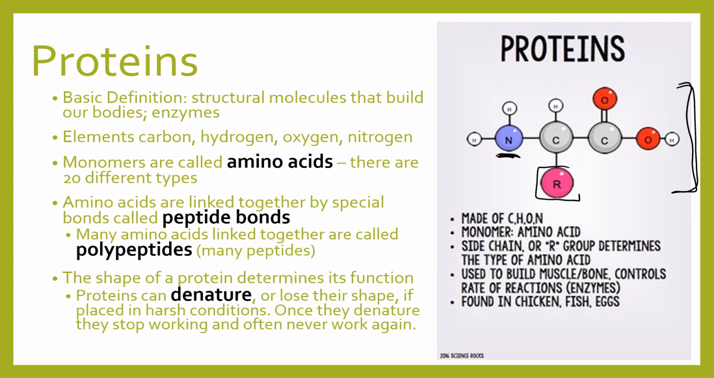Now this little R stands for a variable group. There is really no element called R. What's going to go there is any one of these 20 different types, kind of like our alphabet. We have 26 different letters, and we can mix those letters in many different ways to form different words, sentences, and paragraphs and have conversations. These proteins can be many different sizes, shapes, and structures because these 20 different types can all bond with each other in different ways and different orders.